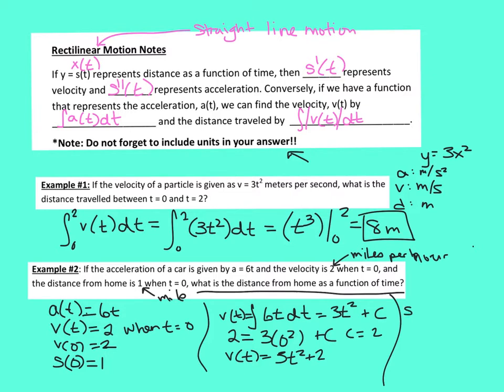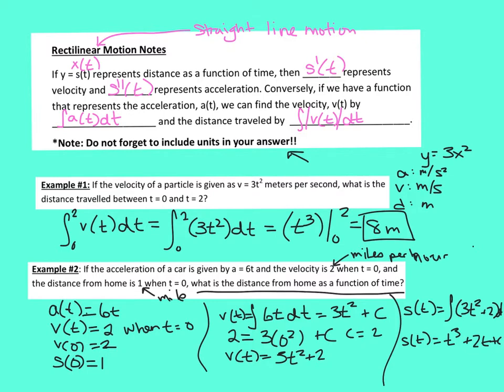So to find my distance, which I'm going to write as s of t, I need to do the integral of 3t squared plus 2 dt. Almost ran out of room there. And when you do that, you end up getting t cubed plus 2t plus c. Don't forget about that plus c.